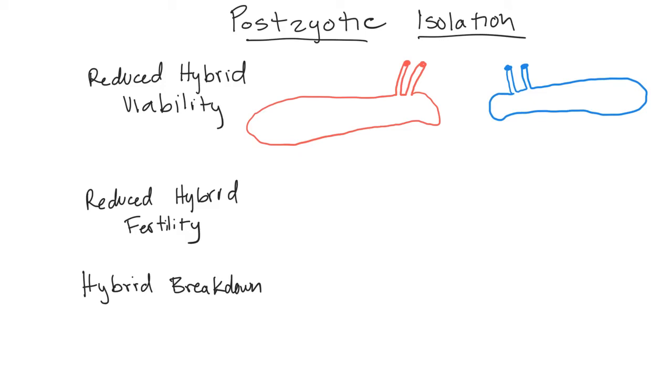If it's reduced hybrid viability, what does viability mean? Yeah, so ability to live. So they may create a hybrid, but the hybrid is really small and weak. Well, that's so sad. Bummer. And so it's not able to survive in the environment. It's selected against.